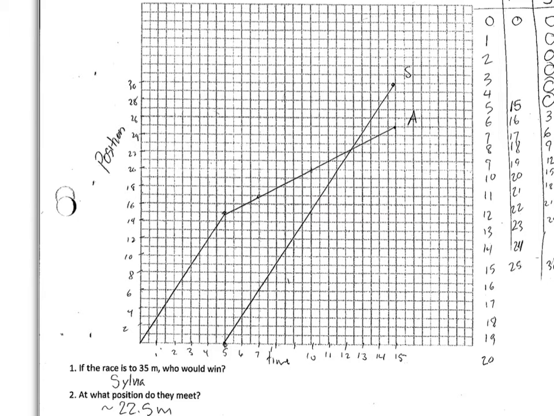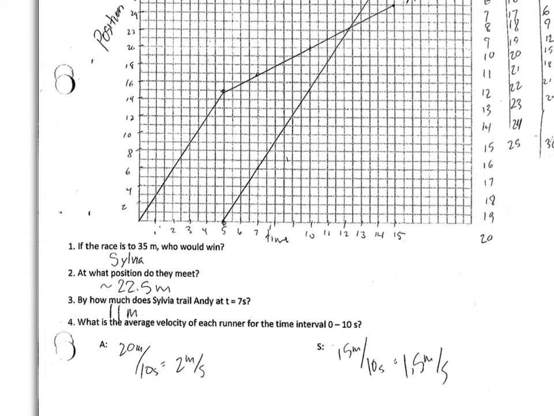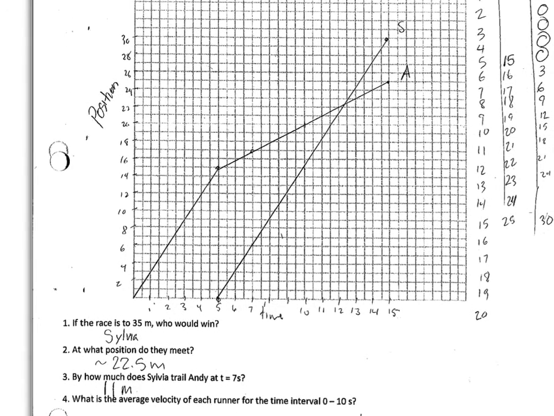The first question asks if the race were to go to 35 meters, who would win, based on the assumption that they continue at the pace that they're at. 35 meters is somewhere up here on the graph, and even by the 30-meter mark, it's pretty clear that Sylvia has gone further than Andy in that same amount of time. So after 15 seconds, Sylvia already has a lead. That lead looks to be increasing over time, so we would say Sylvia is the likely winner if the race were to 35 meters.